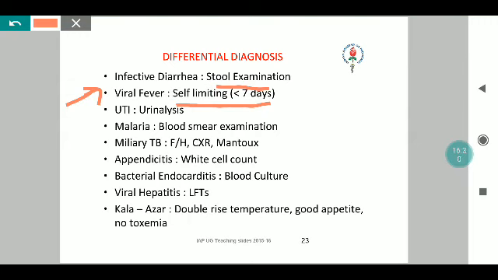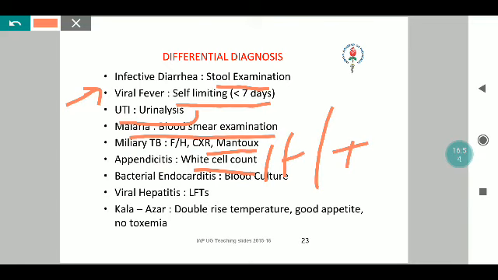Urinary tract infection, of course, will show features on urine analysis. Malaria can be ruled out based on the smear examination. Miliary TB will present occasionally with rare symptoms but can be ruled out based on chest X-ray and Mantoux. Appendicitis will show features of a raised cell count with the presence of fever and tachycardia, all three. Bacterial endocarditis can be picked up on blood culture and echo findings will also be there.